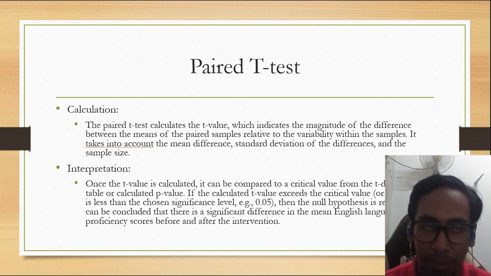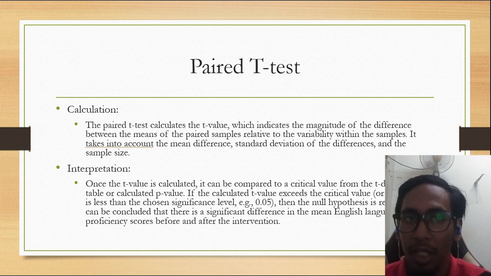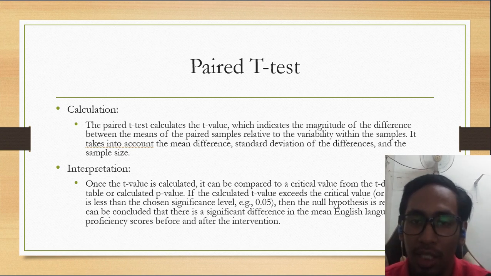And lastly is the interpretation. Once the t-value is calculated, it can be compared to a critical value from the t-distribution table, or I can just calculate the p-value. If the calculated t-value exceeds the critical value, then the null hypothesis is rejected, and it can be concluded that there is a significant difference in the mean English language proficiency scores before and after the intervention, which means I can conclude that reading English storybooks significantly improves their language proficiency.